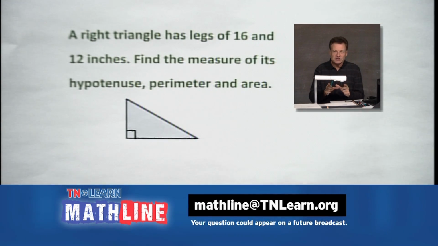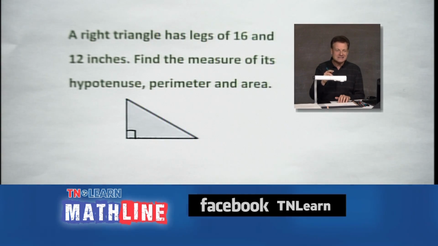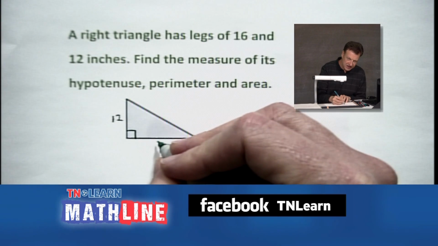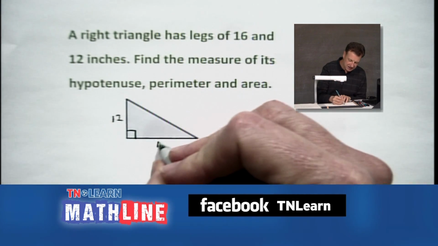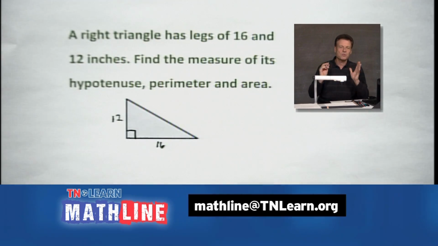The legs form the right angle. So my legs here are 12 and 16. I'm going to use my eyesight. I'm going to say this one gets the 12, and this one gets the 16. We're in inches, so we're going to keep things either in inches or square inches as appropriate here.